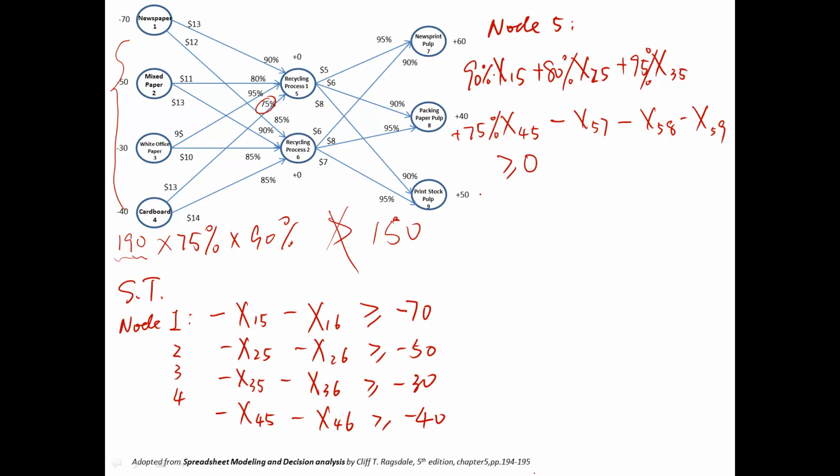Then you can write the same thing for node 6 and post your solution in the following forum. Just post the constraint that you write for your node 6.